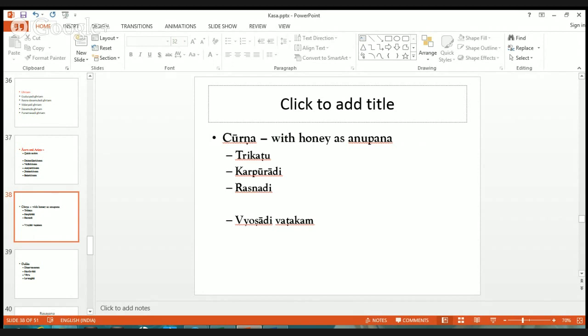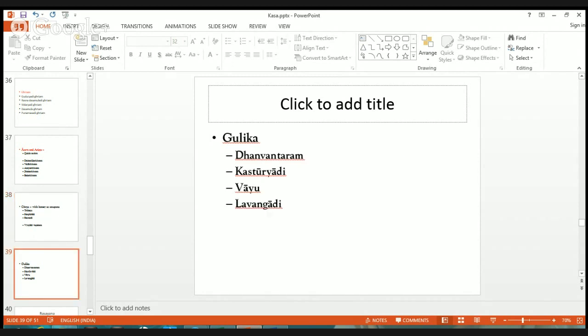In case of small babies, it's even very safe. Mothers commonly use it on their babies after they take a bath. They take a small pinch of Rasnadi and apply it on the head. Vyoshadi is again Trikatu, Vyoshadi Vatakam. Gulika, as we described, can be given as anupana.